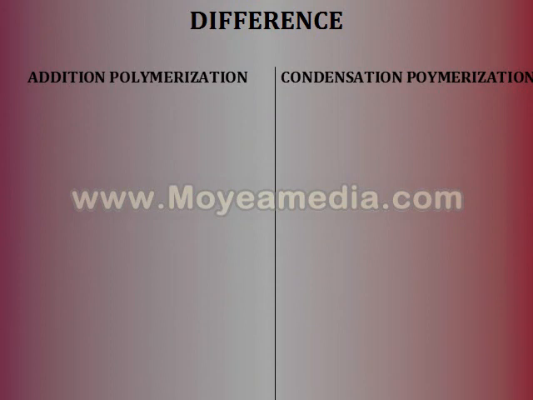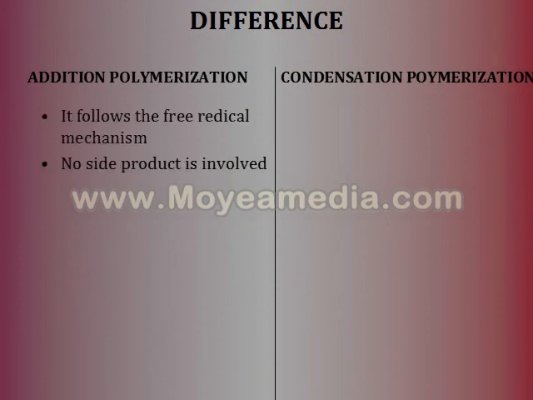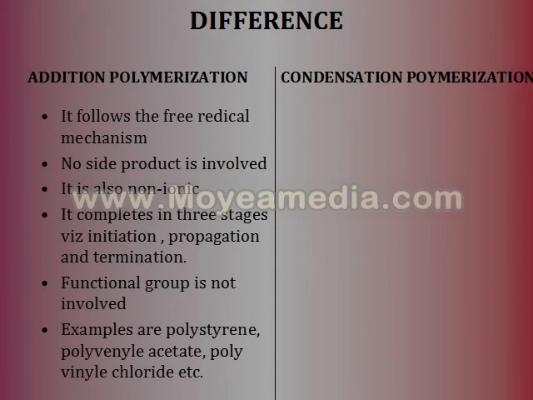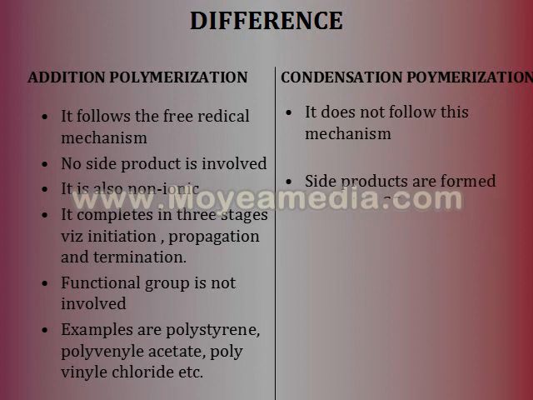The difference between addition polymerization and condensation polymerization is that addition polymerization follows the free radical mechanism. There is no side product involved in addition polymerization. It is also a non-ionic process. It completes in three stages via initiation, propagation, and termination. The functional group is not involved in addition polymerization. The examples are polystyrene, polyvinyl acetate, polyvinyl chloride, etc.